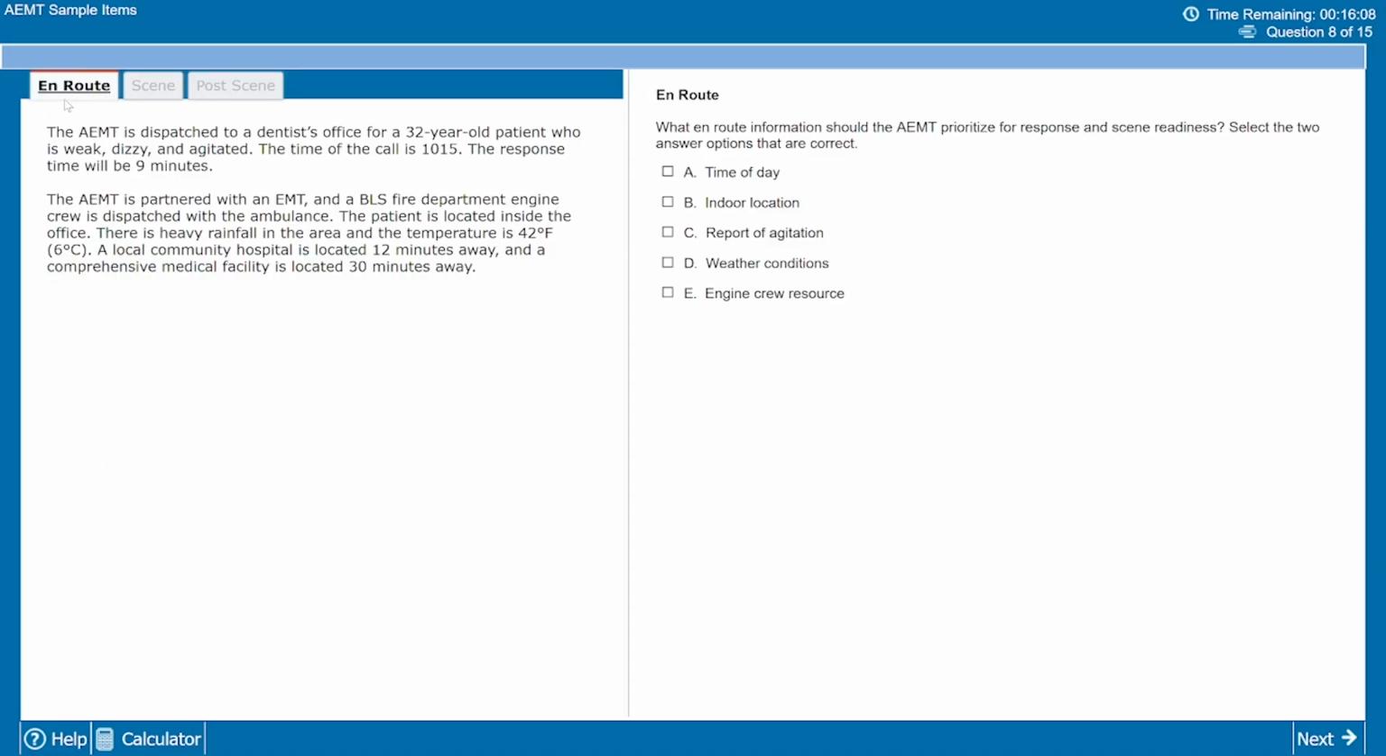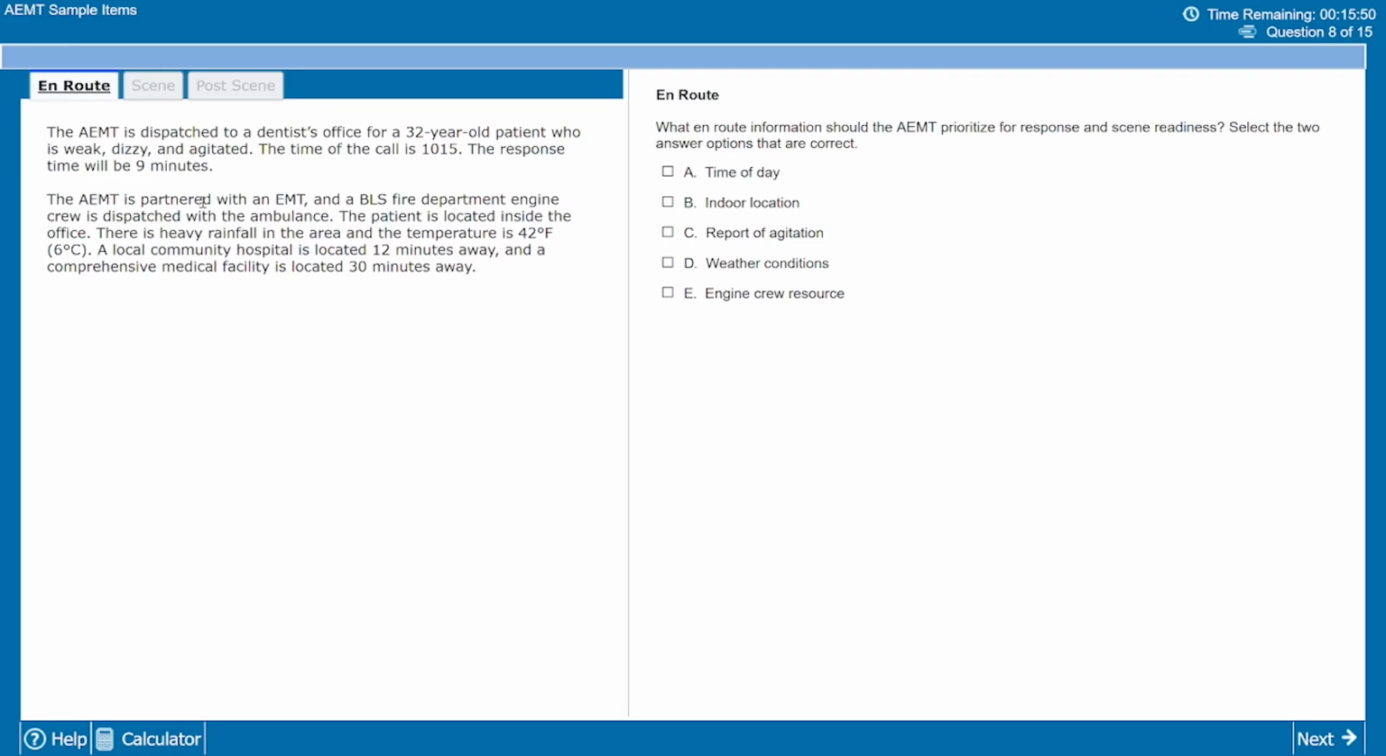Okay, so now for the next question. We have the en route portion of this question. The AEMT is dispatched to a dentist office for a 32-year-old patient who is weak, dizzy, and agitated. The time of the call is 10:15. The response time will be 9 minutes. Who cares?